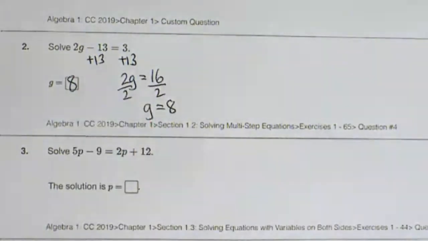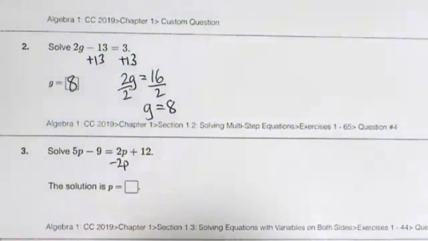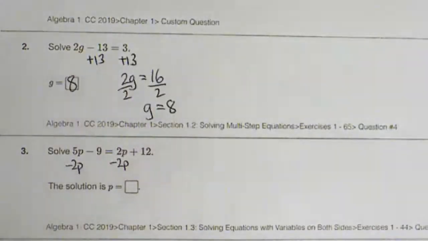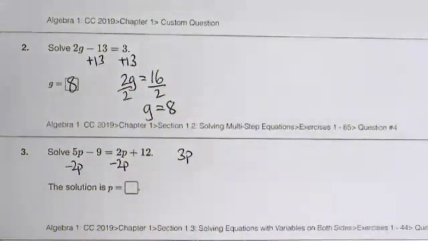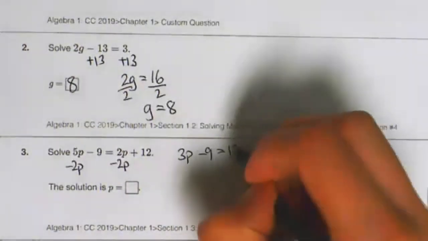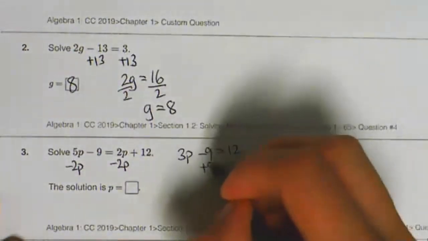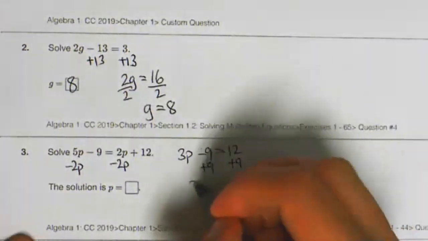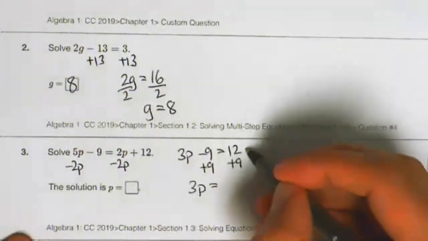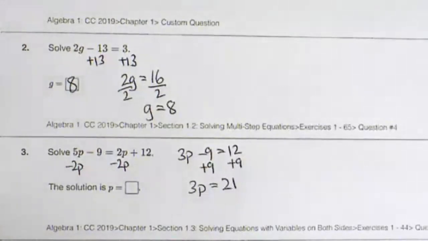So for my first step, I'm going to get all my p's together. And in order to move my positive 2p that's on the right side to the left side, I need to subtract it from both sides. 5p minus 2p is basically just 5 minus 2, which leaves us with 3p. We still have our minus 9, and we now have that it equals 12 because we moved our 2p over. Then, just like the last problem, we now need to add 9 to both sides. This allows us to get our 3p isolated on the left side and gives us that 12 plus 9 is equal to 21. So we have 3p equals 21.